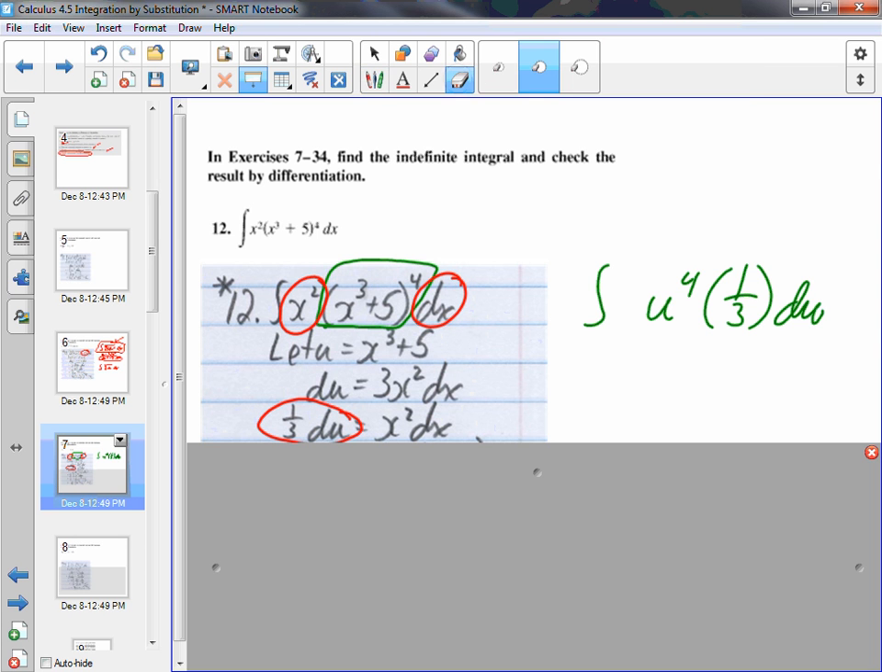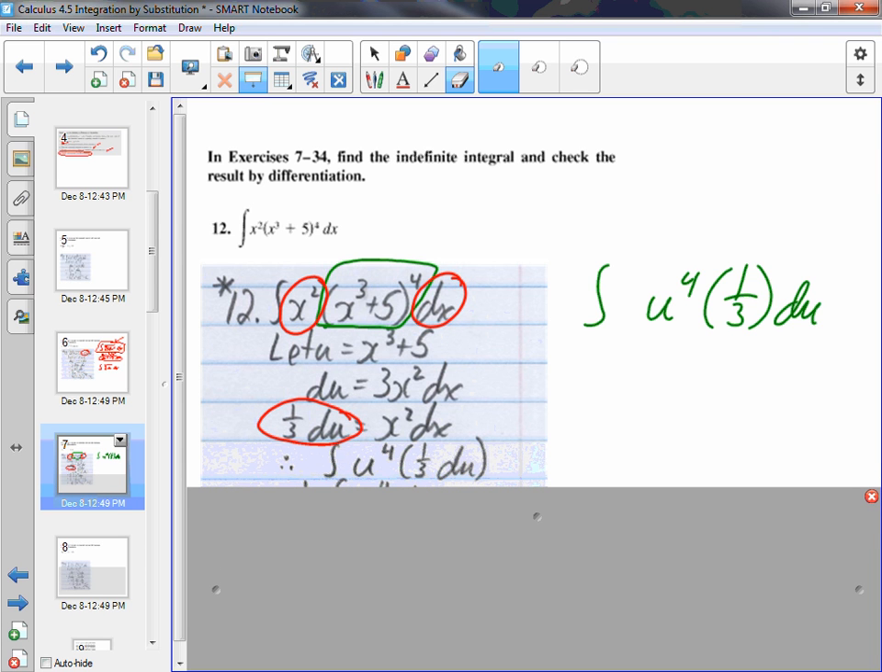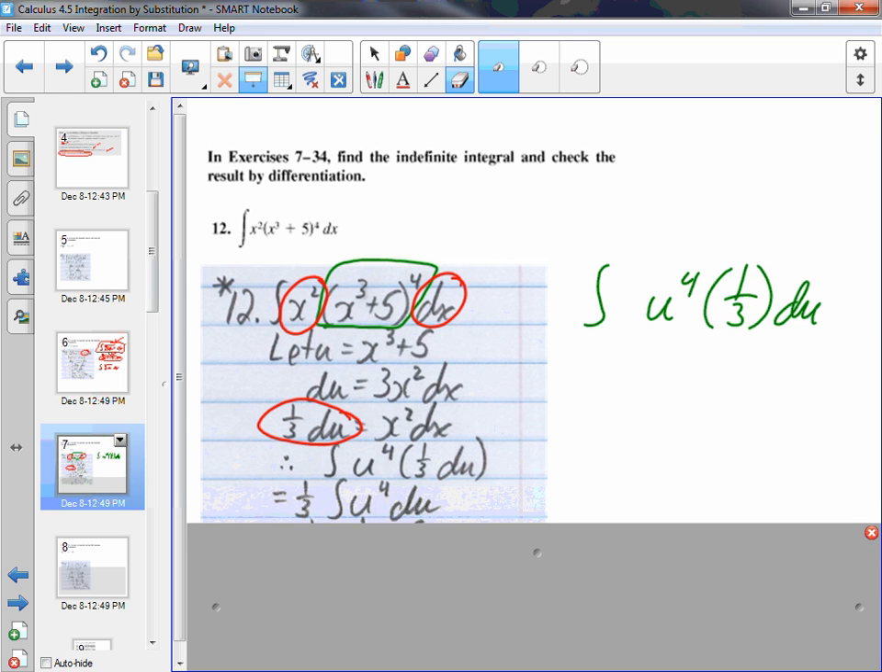And I'm not all that concerned with the order I write these things down in because it's a multiplication and I can put factors in any order I want to. So, you with me? Now, let's factor out the constant and put it in front of the integral sign. So, I've got the integral of u to the 4th times 1/3 du. I'm going to factor out the 1/3, put it in front of the integral sign, so I get 1/3 times the integral of u to the 4th du.